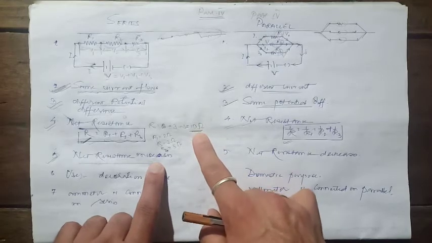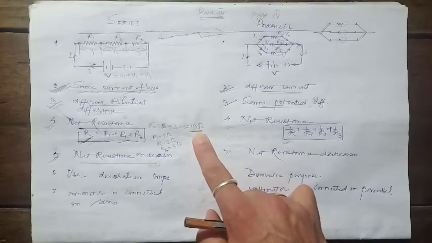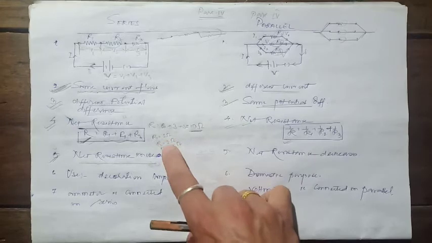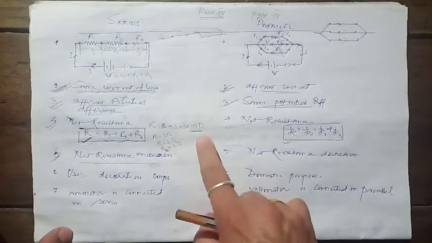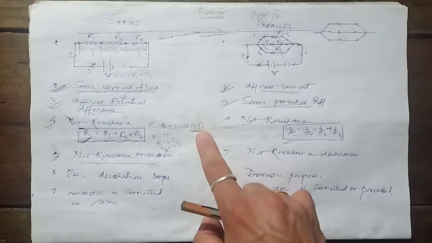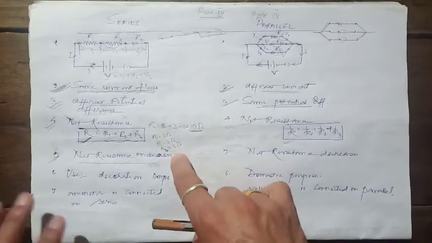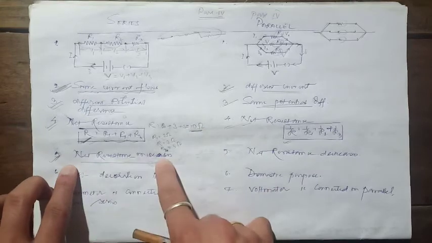Now this net resistance has increased. The net resistance has become greater than the greatest of all these values. See, among these 3 resistances, we have the greatest value 5, but our net resistance is greater than the greatest of all these 3. That's what we mean by net resistance increases.